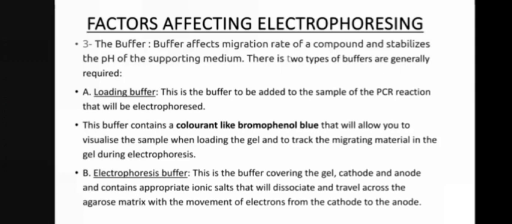Number 2 is electrophoresis buffer. This is the buffer covering the gel, cathode and anode, and it contains appropriate ionic salts that will dissociate and travel across the agarose matrix with the movement of electrons from the cathode to the anode.